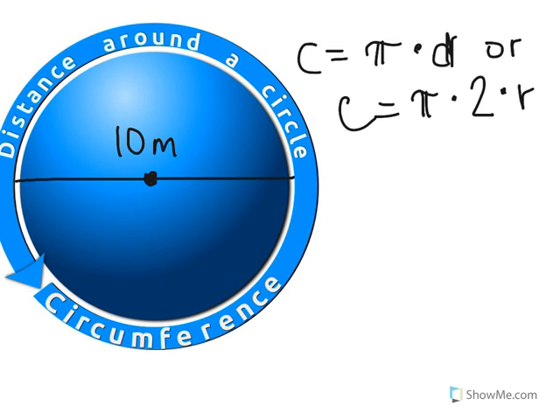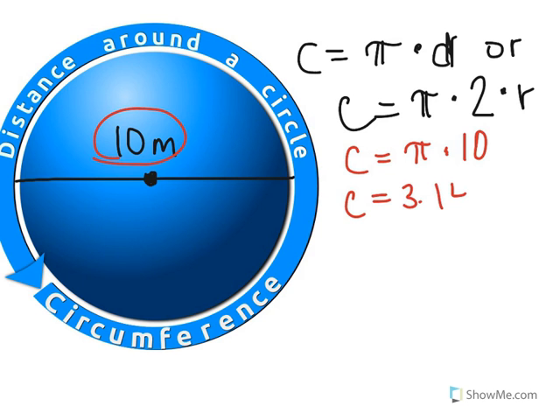So for example, if our diameter was equal to 10 meters, we would just say the circumference is equal to pi times 10. And we can approximate pi with 3.14 times 10 meters. And the distance around the outside of this circle would be 31.4 meters.